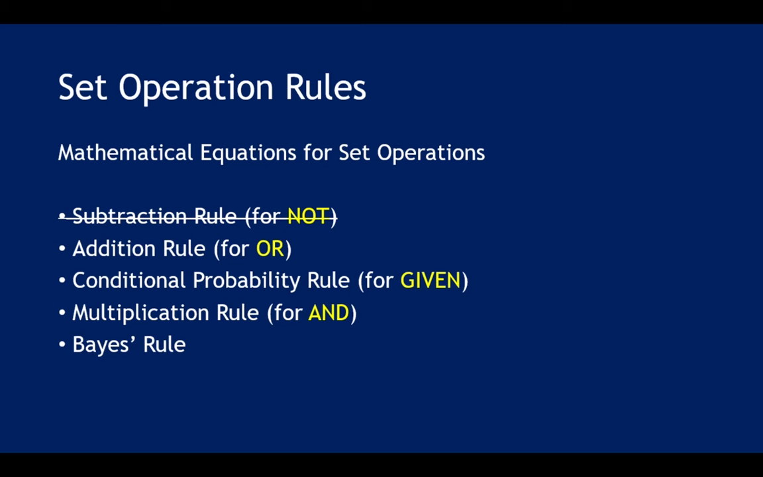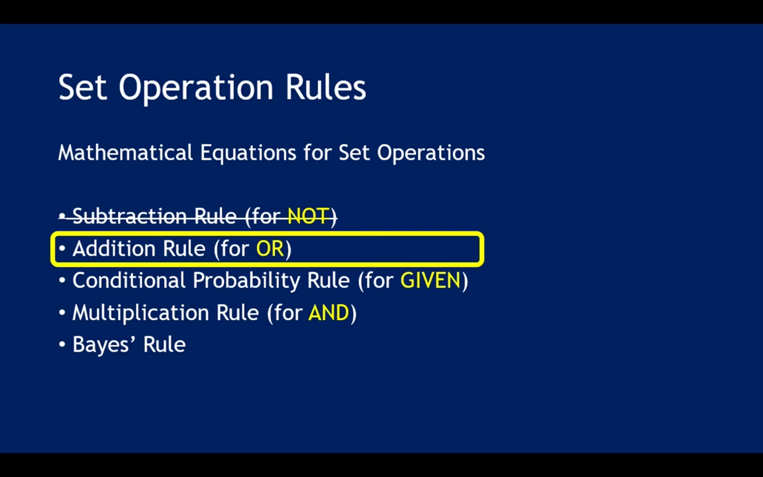The first one, subtraction rule, is self-explanatory. It's just the not operator, P, and then 1 minus P is for anything that's not P. So we're going to skip that and focus our attention on the next four rules: the addition rule for or, conditional probability rule for given, multiplication rule for and, and we'll also derive the Bayes rule. Starting with the addition rule.